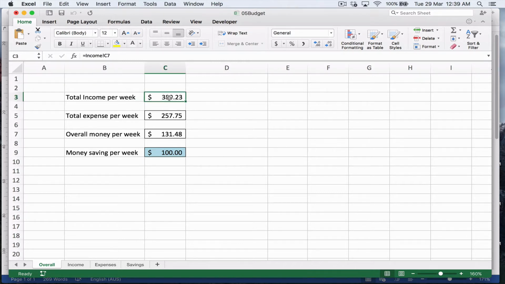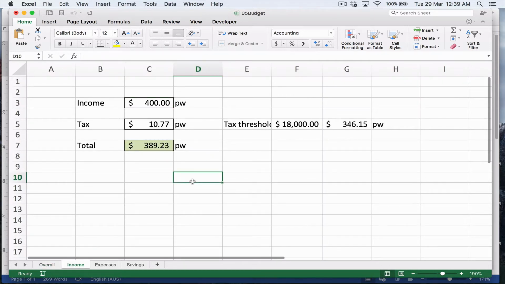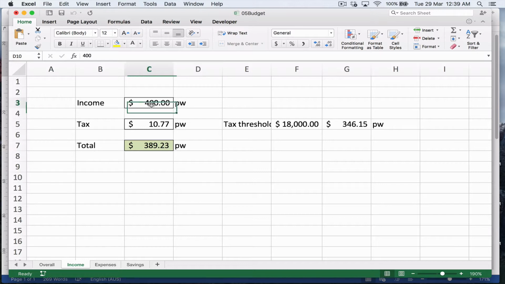So what you can see here, first of all, is I've set up 4 different sheets. One for our overall money, one for income, one for expenses, and one for savings. All right, so let's start with income first. So here I put in how much I'm earning per week. I've run a tax thing over here to calculate how much tax we should be paying.